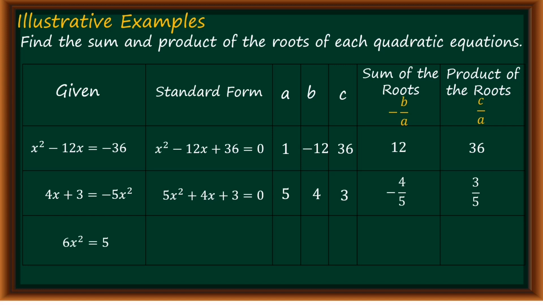Lastly, we have 6x squared is equal to 5. In standard form, it is 6x squared minus 5 is equal to 0. Our a is equal to 6, our b is equal to 0, and our c is equal to negative 5. The sum of the roots, which is negative b over a, that is 0 over 6 or 0. And then the product of the roots, which is c over a, that is negative 5 over 6.